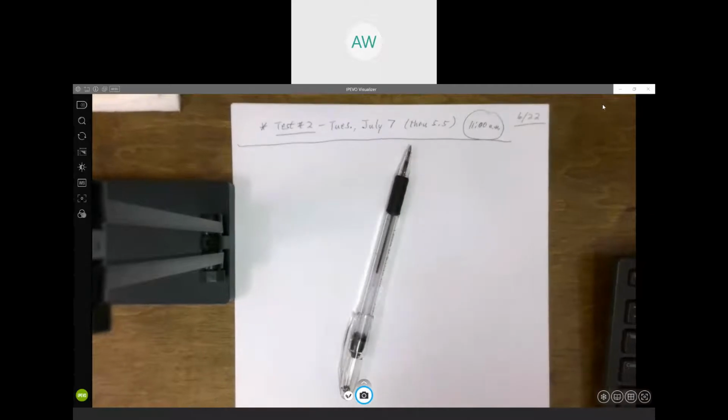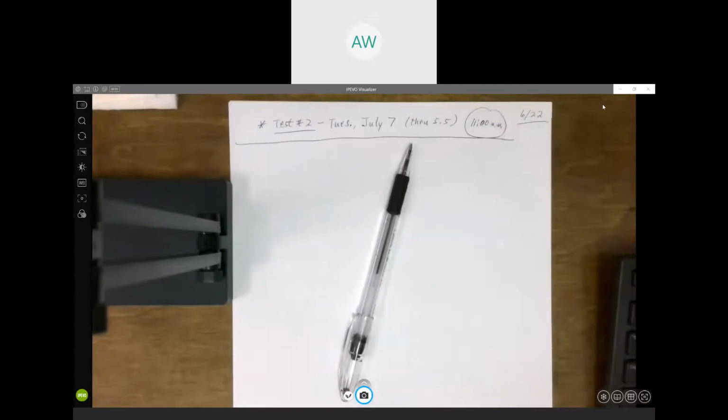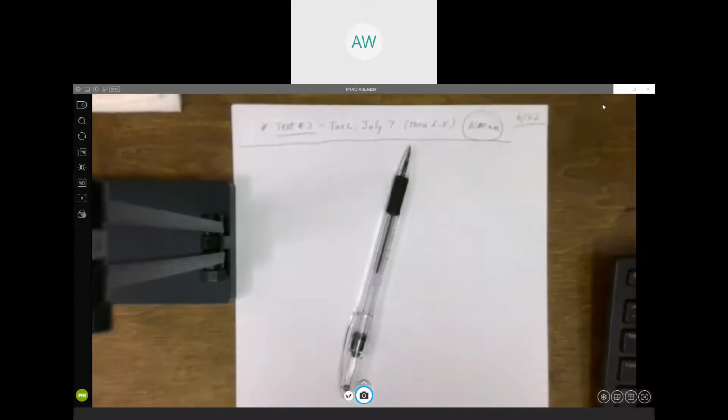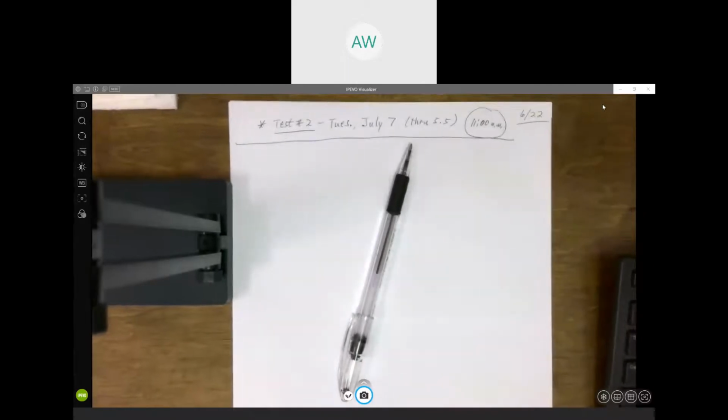But our test will go up through section 5.5. That's the last thing we're going to do in chapter 5. So just make sure everybody's aware. Plan on that for now.